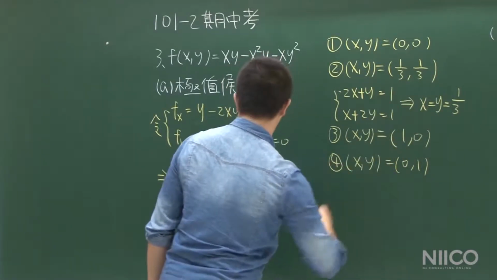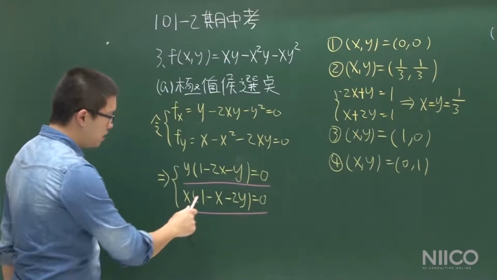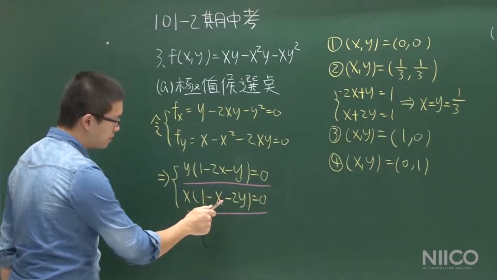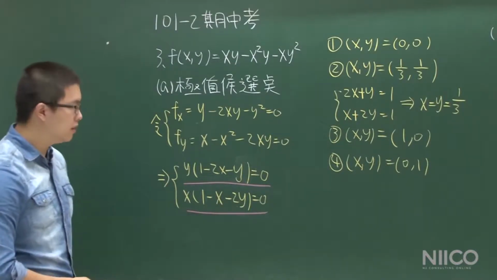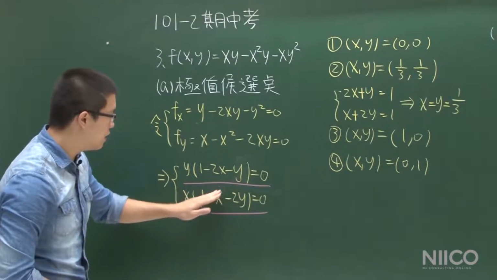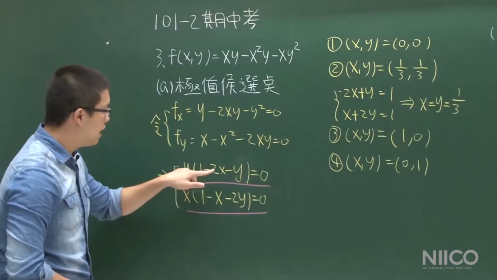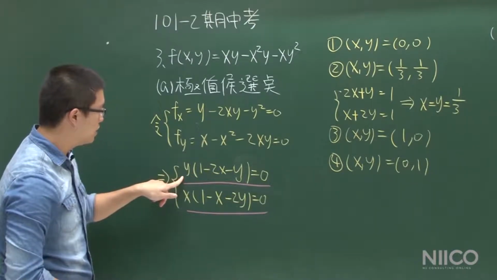The first candidate is 0 and 0. The second candidate is 1 over 3 and 1 over 3. The third candidate is 1 and 0. And the last candidate is 0 and 1. So these are the candidates of extreme points of this function, f of x and y.